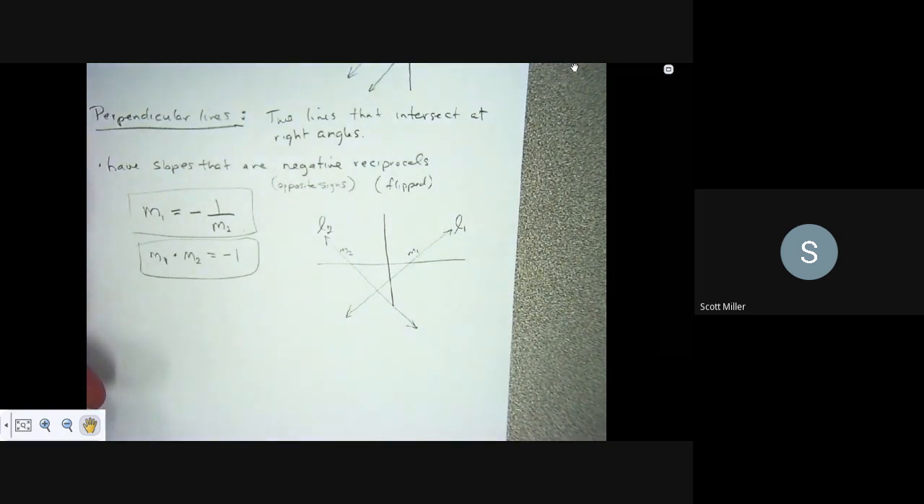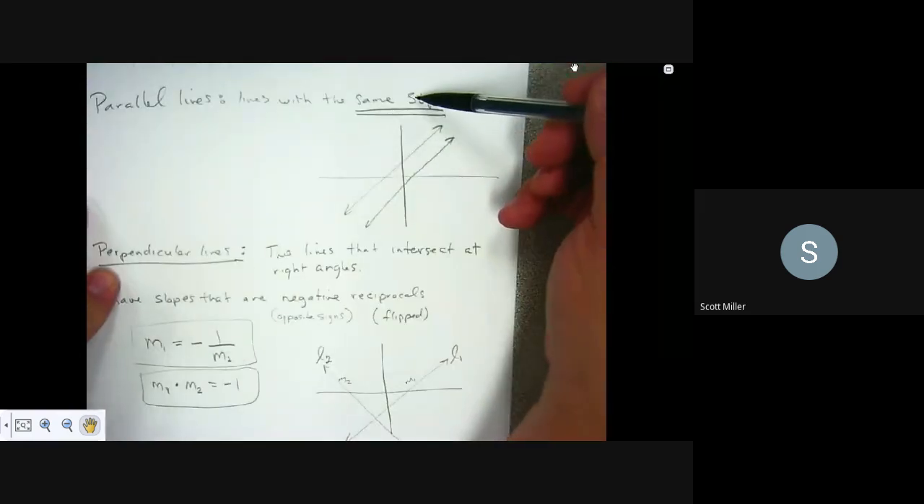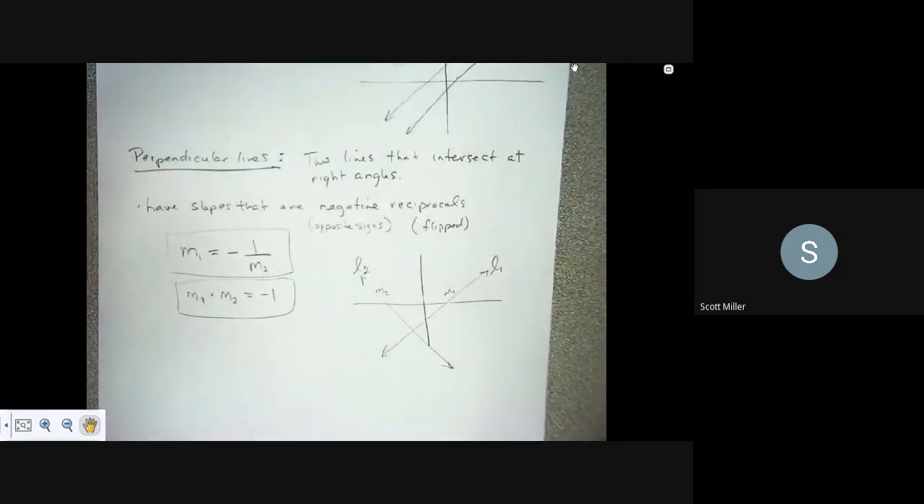So what you're going to be asked to do in today's lesson is to write the equation of a line that would be parallel or a line that would be perpendicular. And as we just got done talking about, what do I need to know to write the equation of a line? I need a point and I need a slope. So parallel lines have the same slope. Perpendicular lines have the negative reciprocal slope. And that's how the slopes are determined.